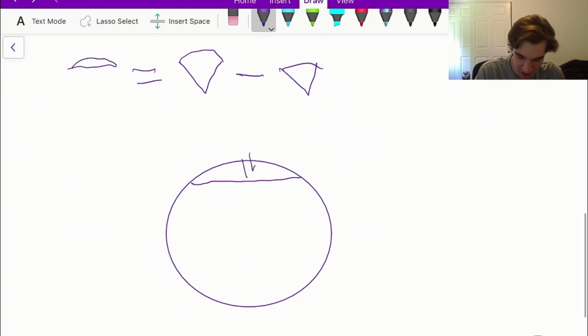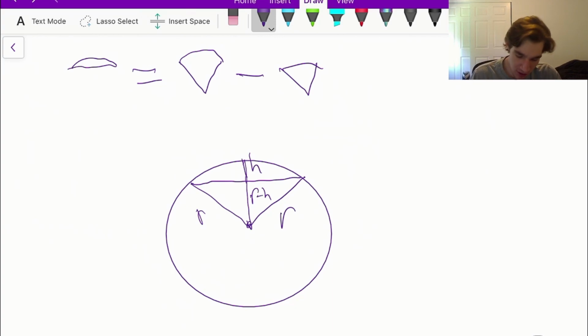We know this to be h. So the middle is right there. This is r, and little r. And that's r right there. And this right here, r minus h.